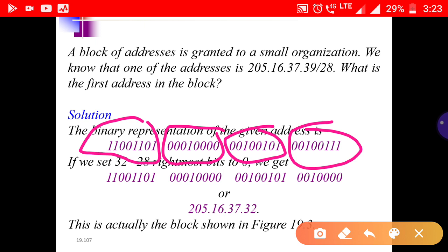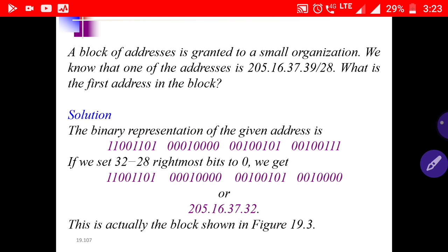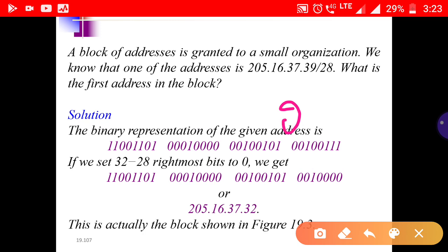In this, 32 minus n, where n is 28, is 4. So we set the 4 rightmost bits to 0 in this address, and that is the starting address. The starting address is 205.16.37.32. In this way we find the starting address of the given block of addresses. You can easily find how many addresses are there. The total number of addresses in this block is equal to 2 to the power of 32 minus n.